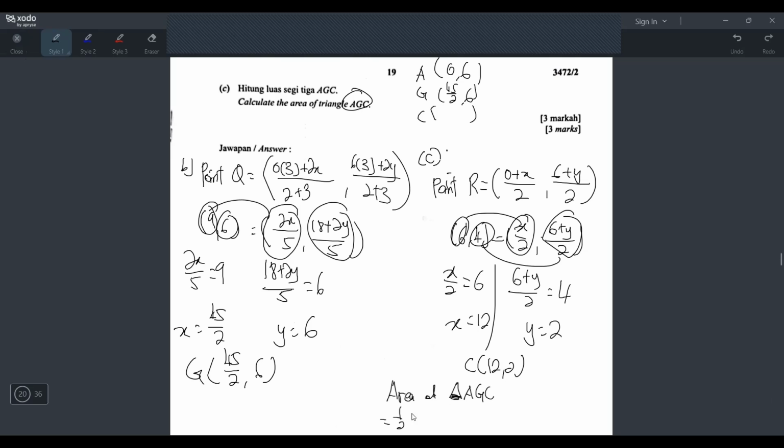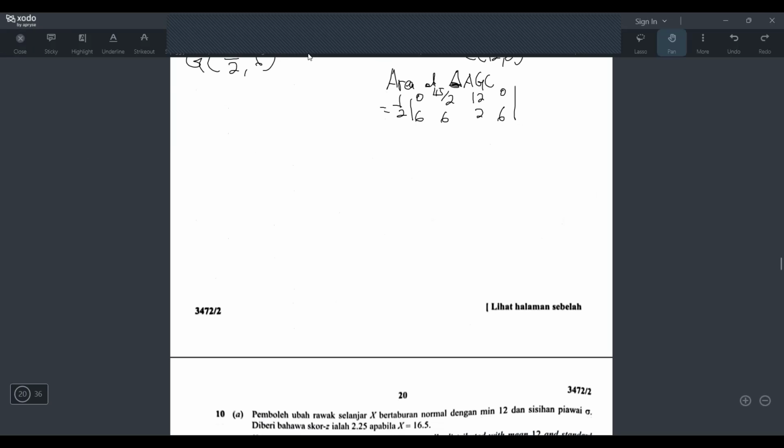And the formula is 1/2 modulus. You have to put in all the coordinates, all the point A, point G, point C punya coordinate dalam. Okay, first let's put in point A, 0, 6. Next will be point G, 45 over 2, 6. And then the last point, point C, 12, 2. And before you tutup the modulus, you have to repeat the first one, which is 0, 6. Okay. I'm just using the formula that we learned in the Form 4 coordinate geometry chapter.